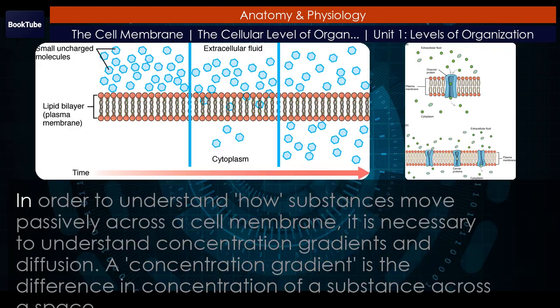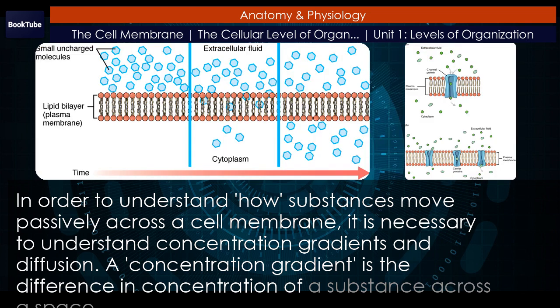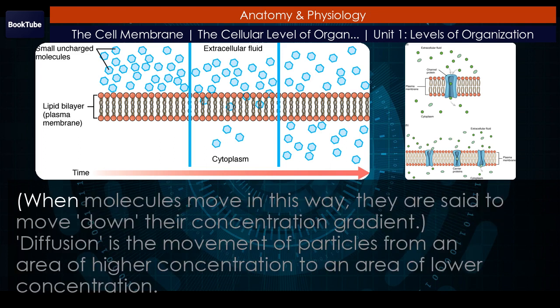Passive transport. In order to understand how substances move passively across a cell membrane, it is necessary to understand concentration gradients and diffusion. A concentration gradient is the difference in concentration of a substance across a space. Molecules, or ions, will spread, diffuse, from where they are more concentrated to where they are less concentrated until they are equally distributed in that space. When molecules move in this way, they are said to move down their concentration gradient.